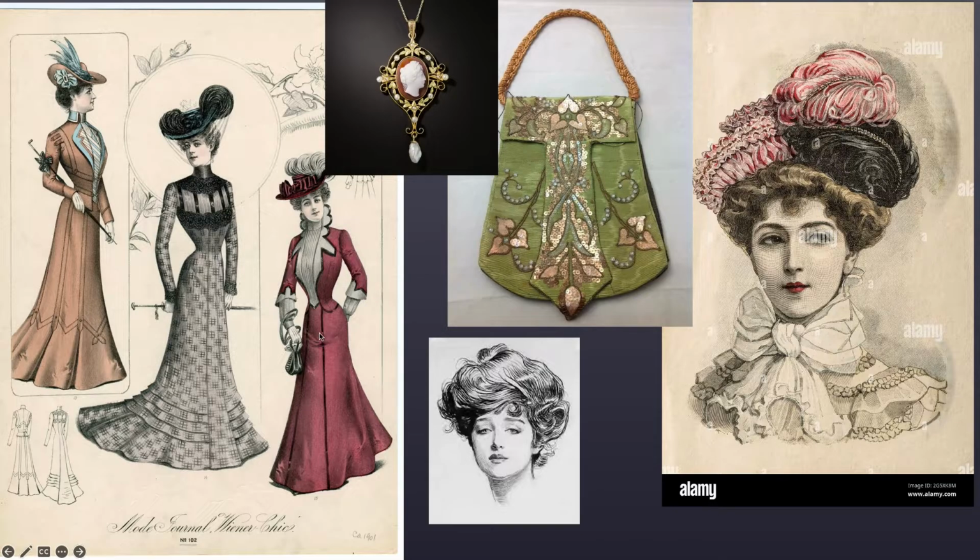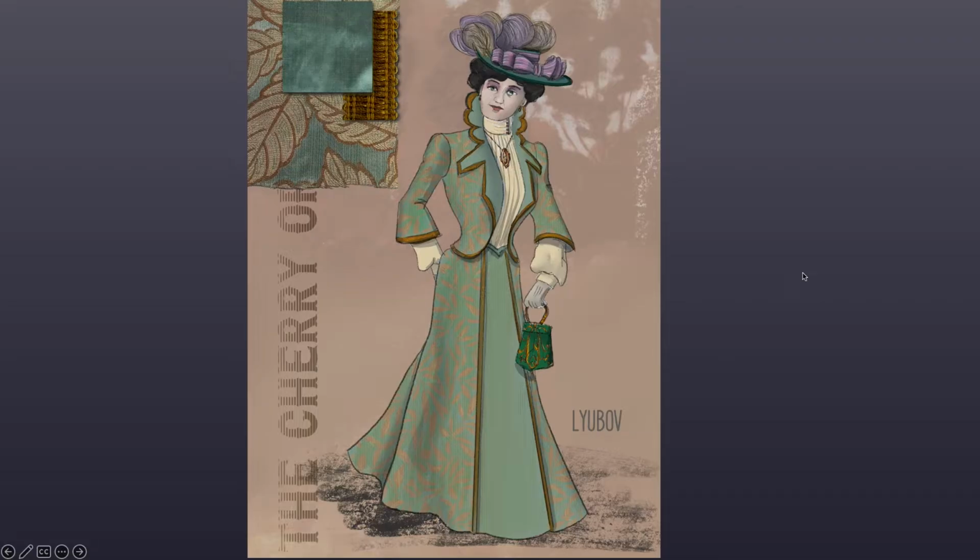Again, because of the serpentine lines and elaborate shapes. Excessive jewelry, this lovely Art Nouveau handbag, and her hairstyle, very much inspired in the period. So feathered hats, here's what we have.